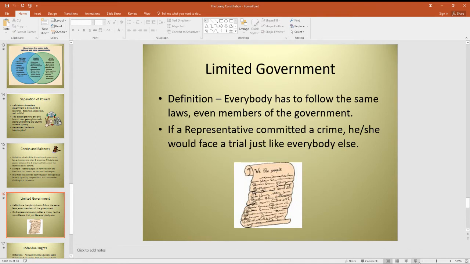Limited government. This just means that everyone has to follow the same rules, even members of the government. Congressmen, senators, presidents, and their families are not exempt from the rule. If a representative commits a crime, he or she should face a trial just like anyone else. Limited government is essential, and we date that back to Magna Carta in the year 1215, which limited the power of the king in England. When we came to our government, we wanted that as well. So we made a limited president.